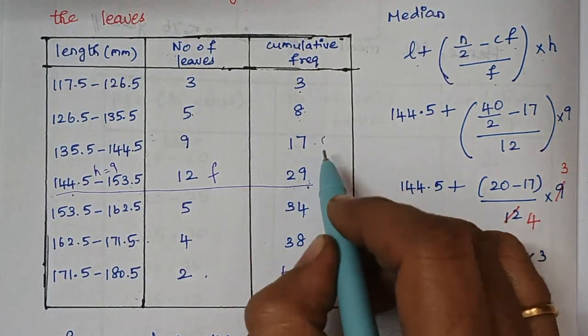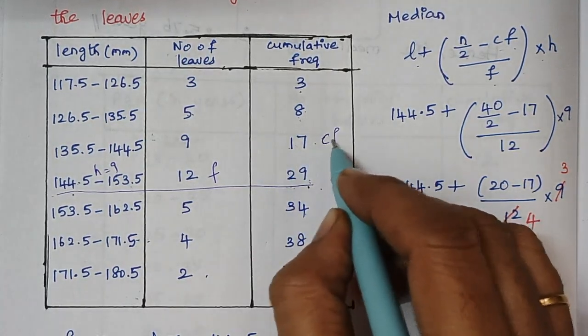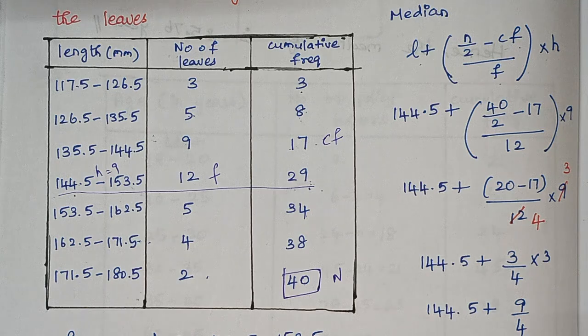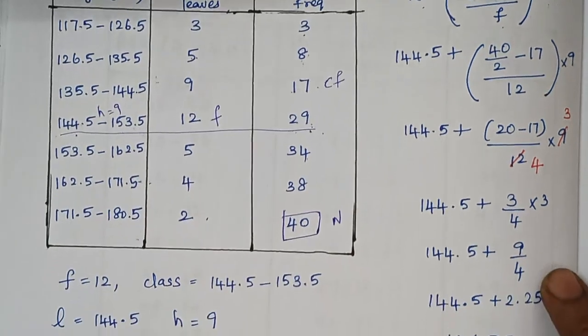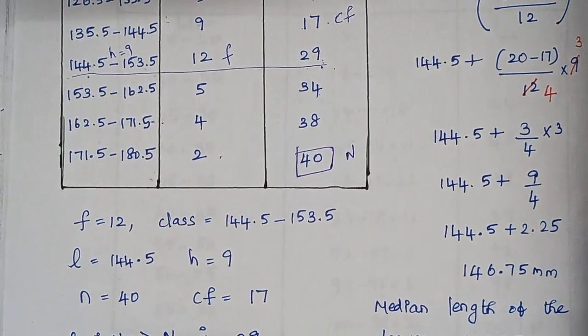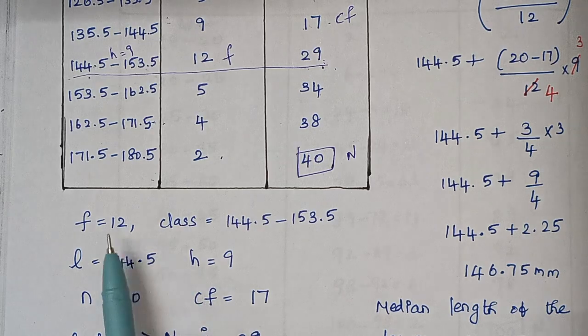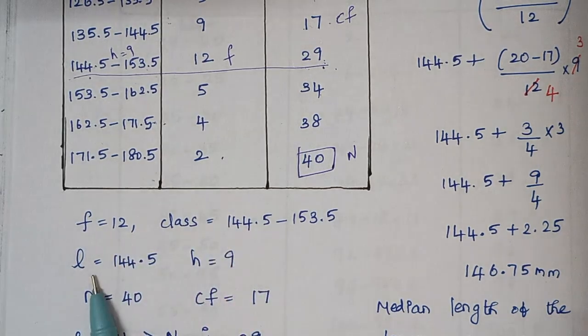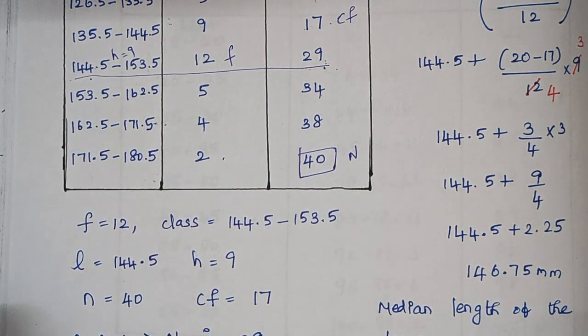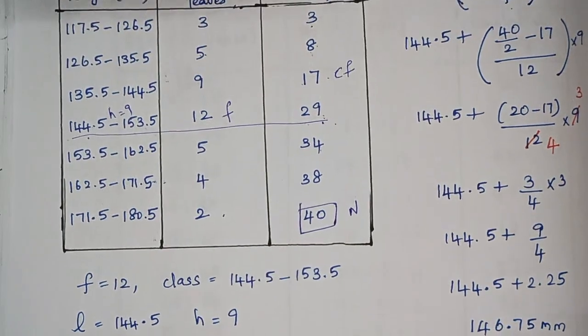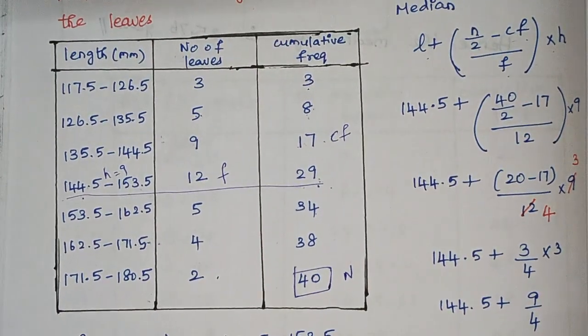So here, this is your value of cumulative frequency. Now you can substitute all these values in the formula. So just list out all the things we have discussed: F value, class, and with respect to L, H and N and cumulative frequency. Now you can substitute these values in the formula. So when you substitute, you see here, this is our formula.